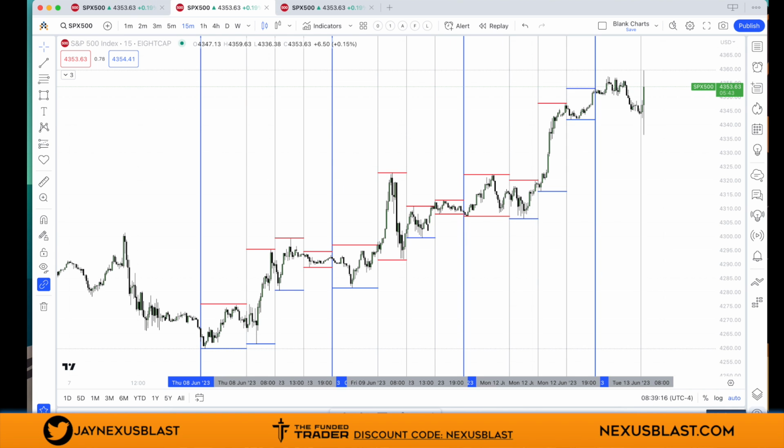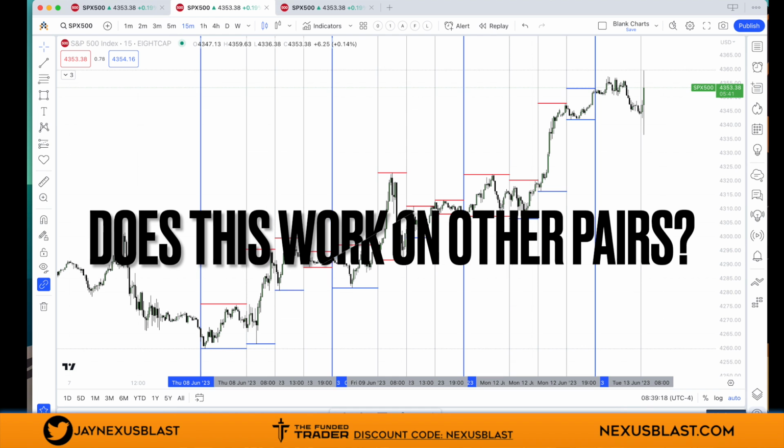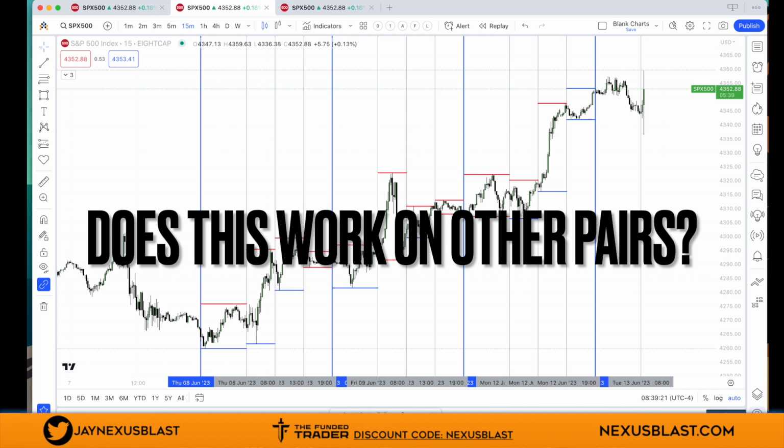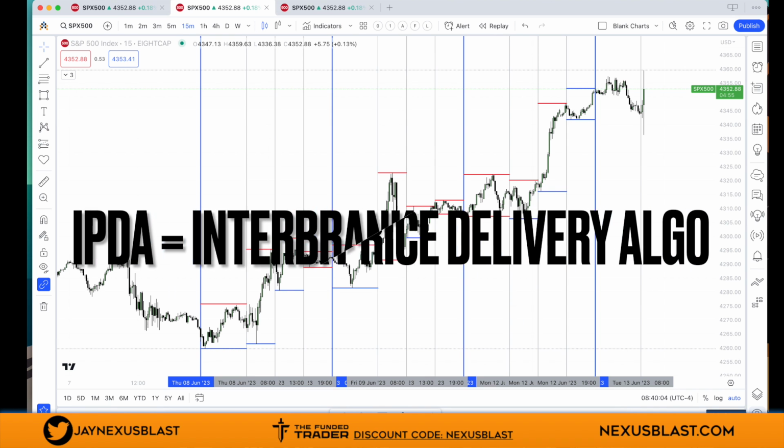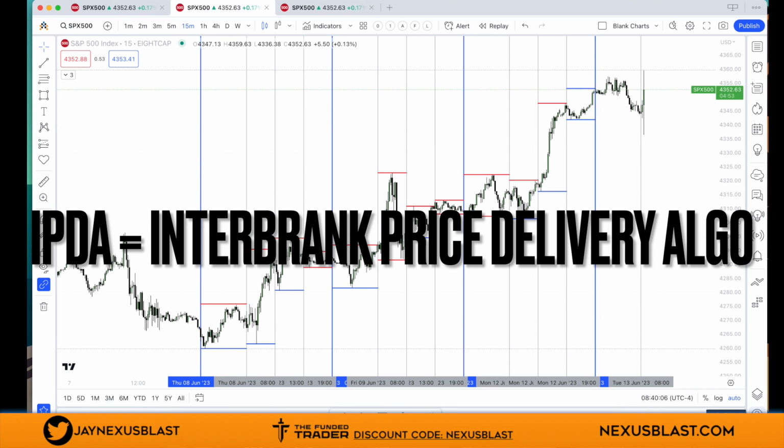The number one question I get asked is, does this work on anything else than S&P 500, like Forex, gold? And the answer is, I haven't tested on anything else. So until there's any evidence to show that this works with actual data, I can't say that it does. But what I'm showing you here is just a simplified version of seeing the smart money concepts that ICT teaches. I'm highlighting the pools of liquidity that the algorithm, or the interbank price delivery algorithm, is trying to target during the trading sessions.